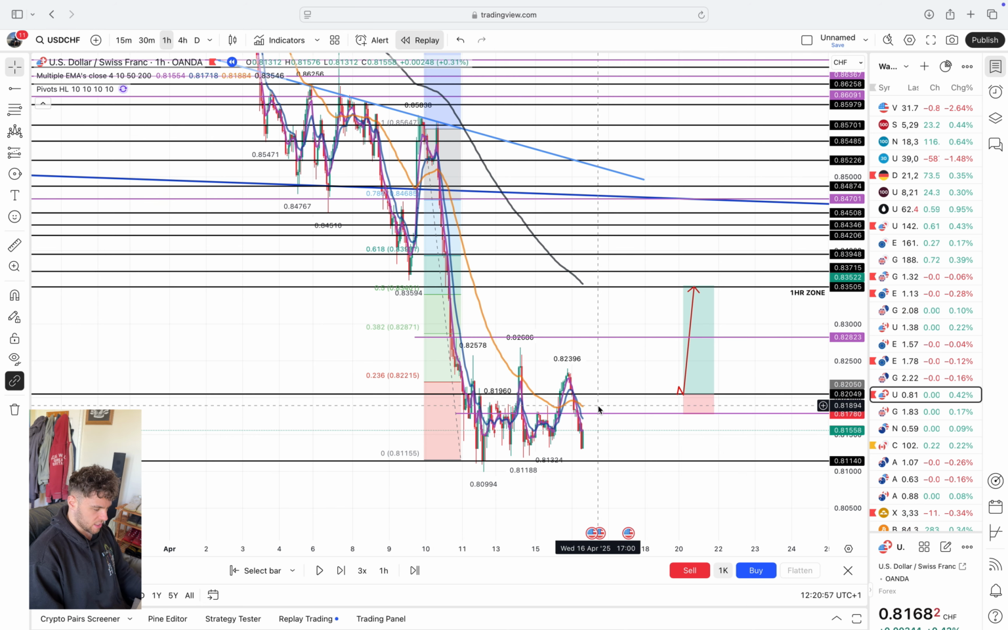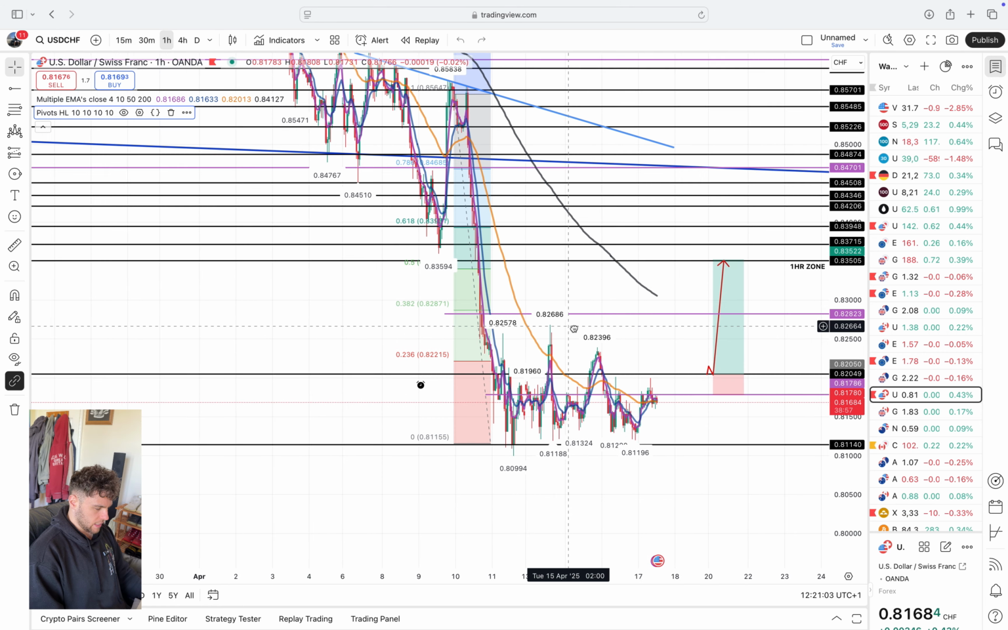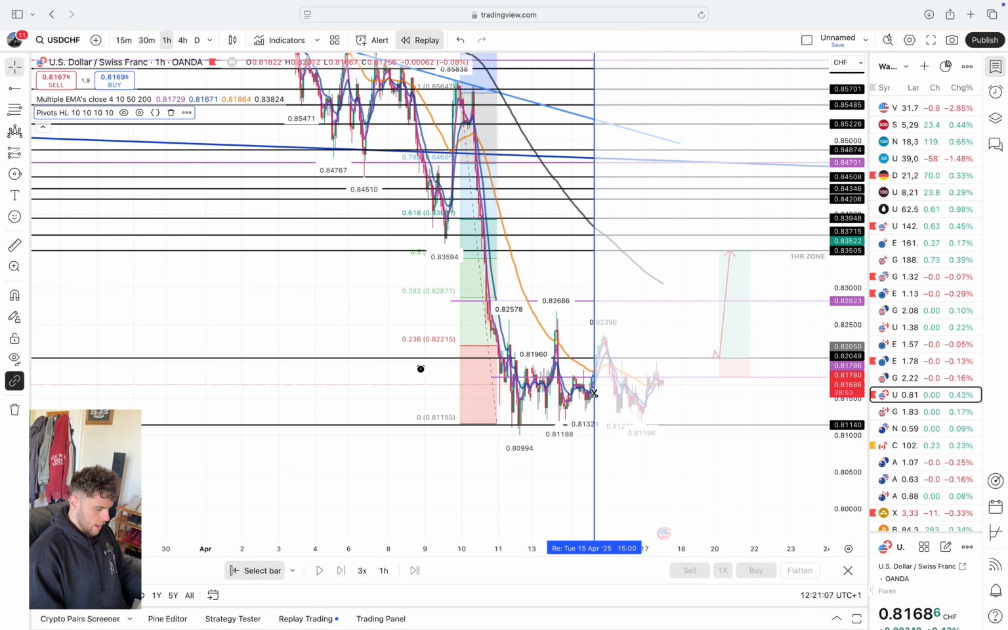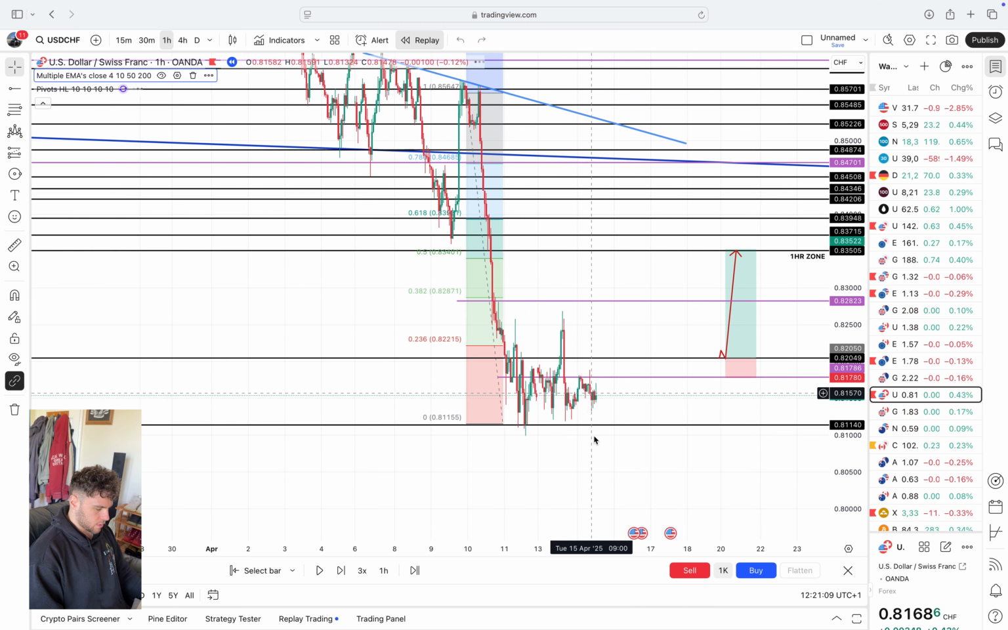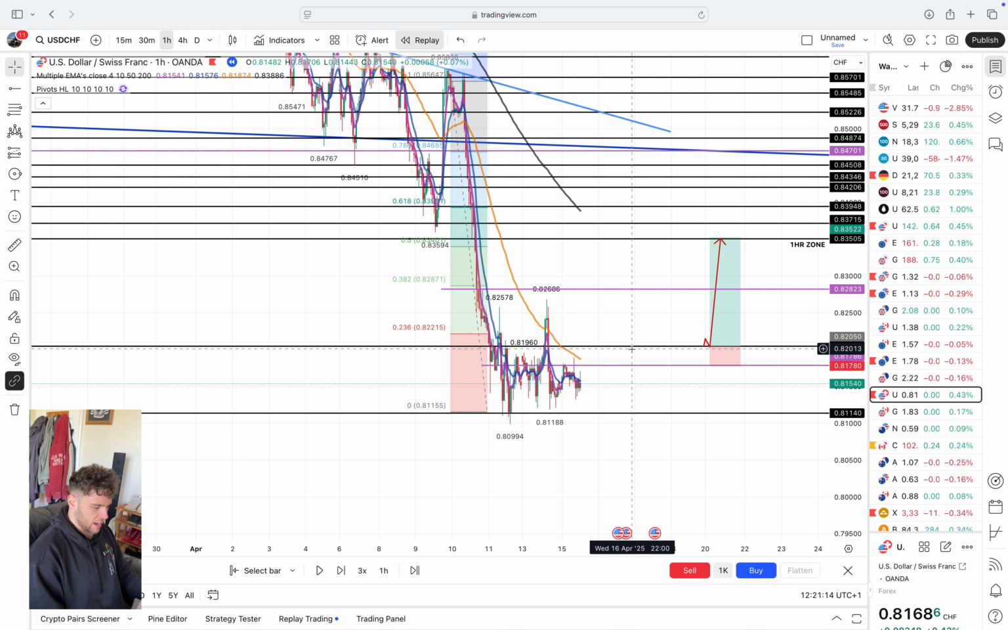But let's move this replay tool so you can see exactly where I was on this day and what I was seeing. Let's move this back to the morning here. I was looking for the break of this area and to take target 1 at the 38%. We've been accumulating in this area, building liquidity at the bottom here. It looks like our buyers are going to start coming into this market. So let's play this out a little bit.